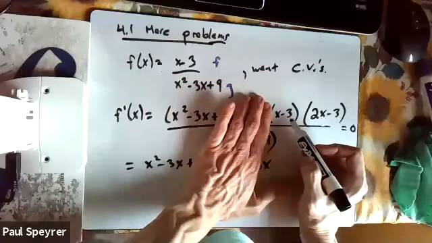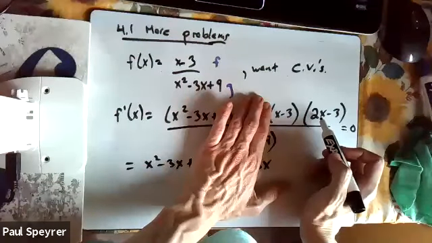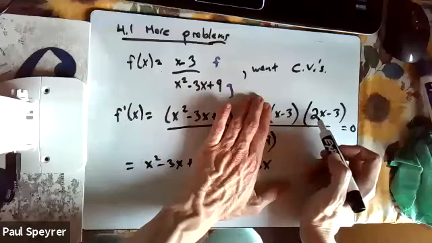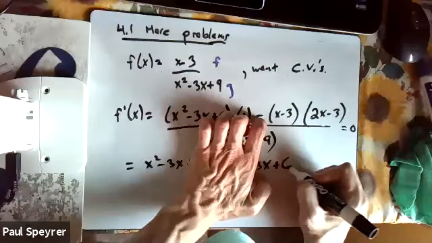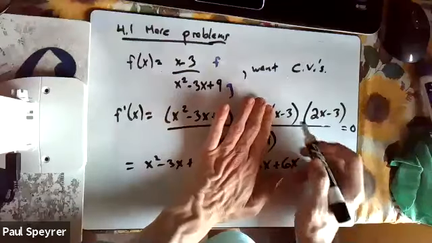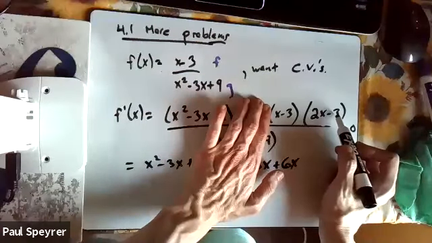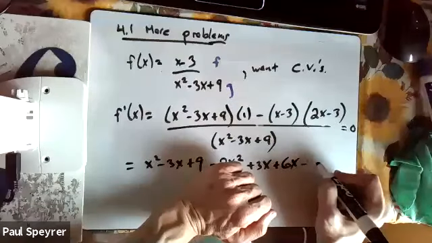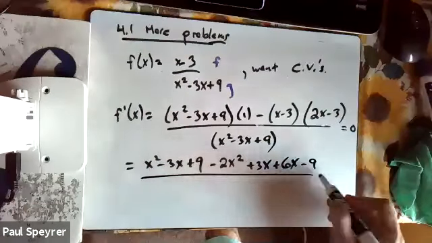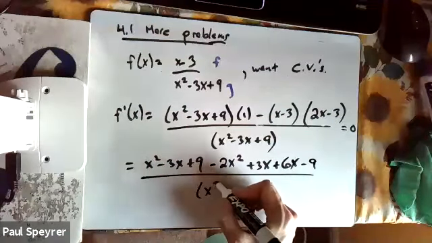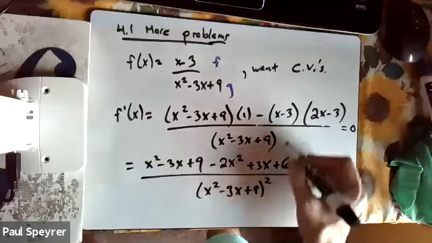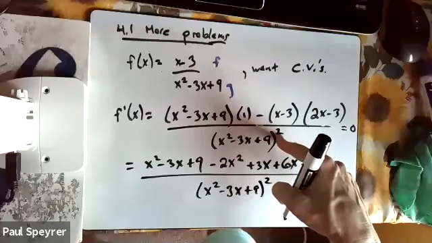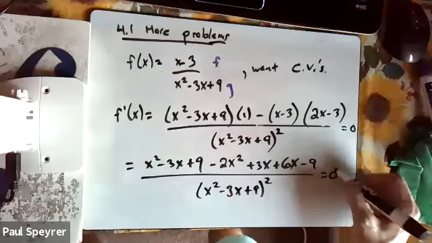And then we do our inner, right? Negative 3 times a positive 2x is a negative 6x. But with the negative right here, we get a positive 6x. And then negative 3 times negative 3 is positive 9. Times that negative gives you negative 9. All divided by our denominator squared. Put the squared right there as well. And that's equal to 0.